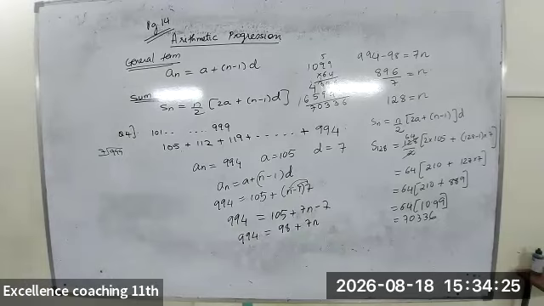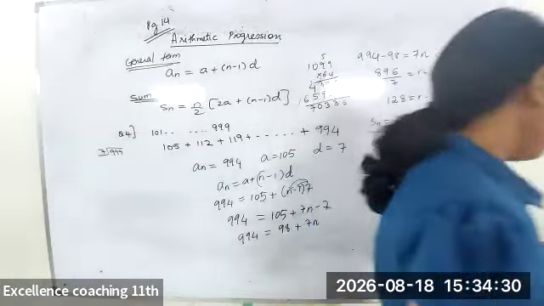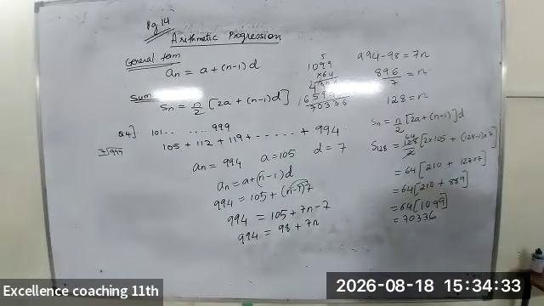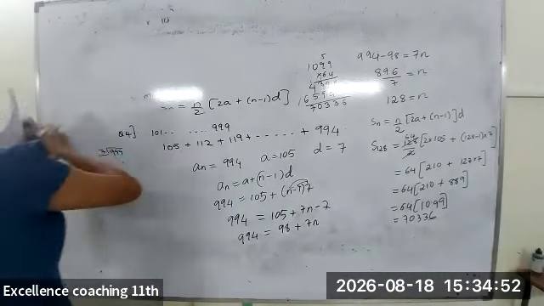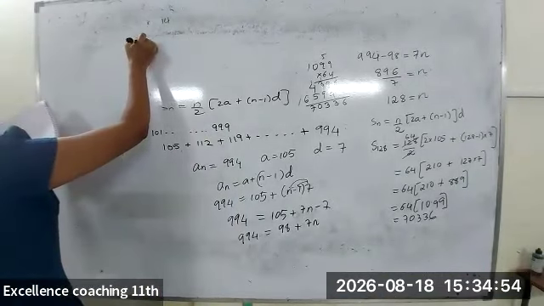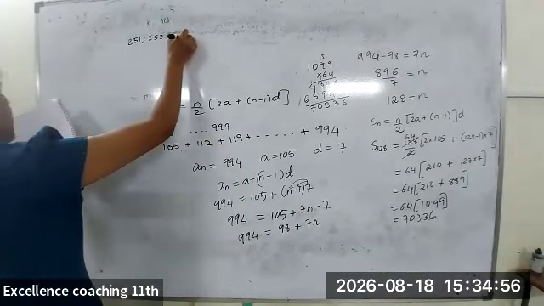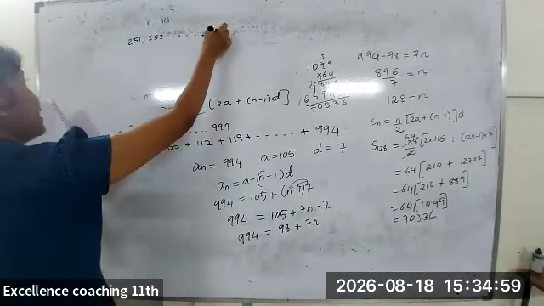In the next, question number 5. Find the sum of all the natural numbers between 250 and 1000. Between. They have not said from 250 to 1000. So you cannot take 250. Your numbers will start from 251 onwards. And the last number is 999.